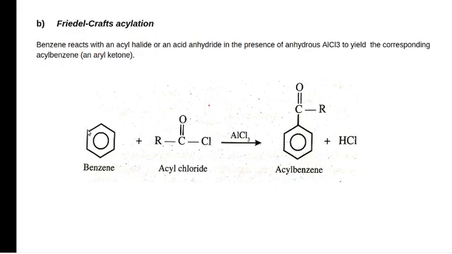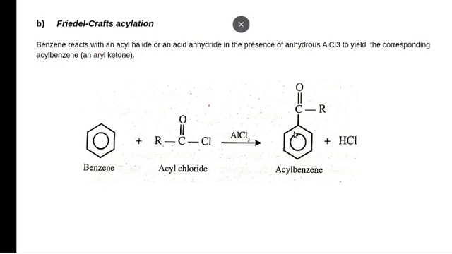So in this reaction, benzene reacts with acyl chloride. This RCO group is known as the acyl group. On treating acyl chloride with benzene in the presence of anhydrous aluminum chloride, this RCO group will get substituted on the benzene ring by replacing the hydrogen atom. That hydrogen atom will react with the chlorine of this acyl chloride producing HCl. So the acyl group, RCO group, will get attached on the benzene ring producing acyl benzene.